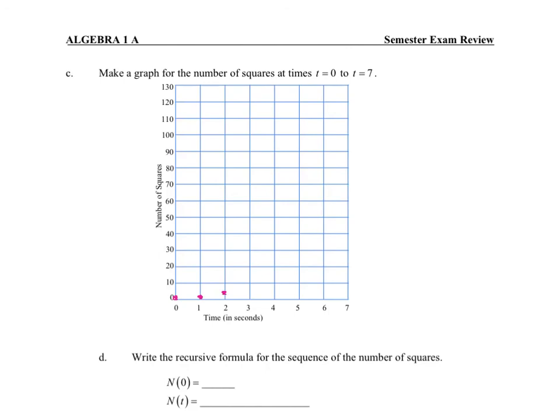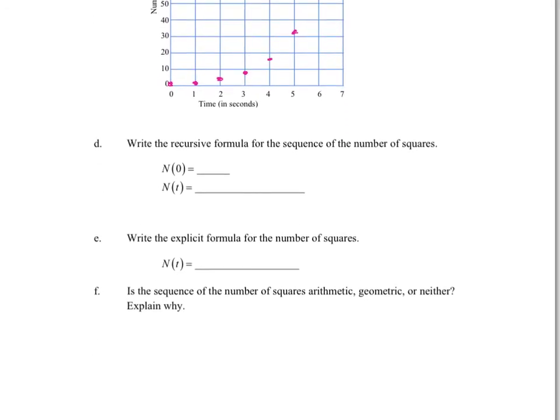T equals 2 is 4, so that's somewhere right around there. 3 is going to be 8, which is close to 10. 4 is going to be 16, which is about halfway. Then 5 is 32, so we have to go past 30 a little bit to 32. 6 is going to be 64, so past 60, about halfway between 60 and 70. And then 7 is going to be 128, which is all the way up here near 130. Now remember, these are discrete because we're talking about number of blocks and time.